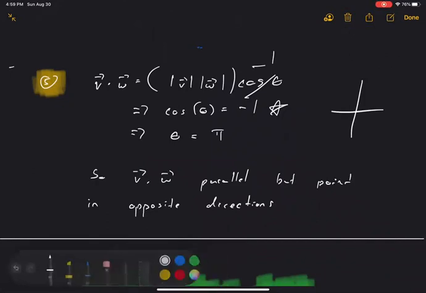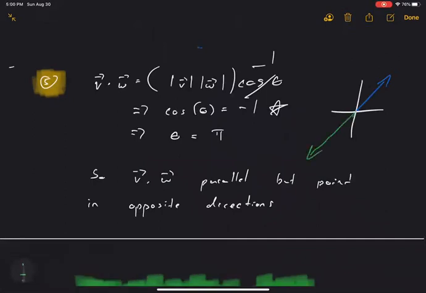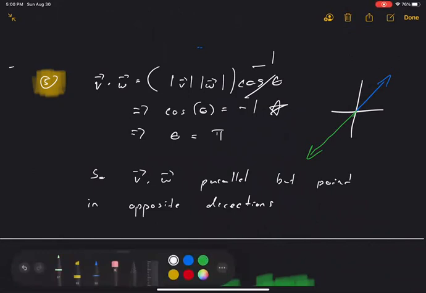So maybe my vector v goes off in this direction, and my vector w, it's along the same line, but it maybe goes off in this direction. So that's how those two expressions of these dot products are sometimes related to each other.